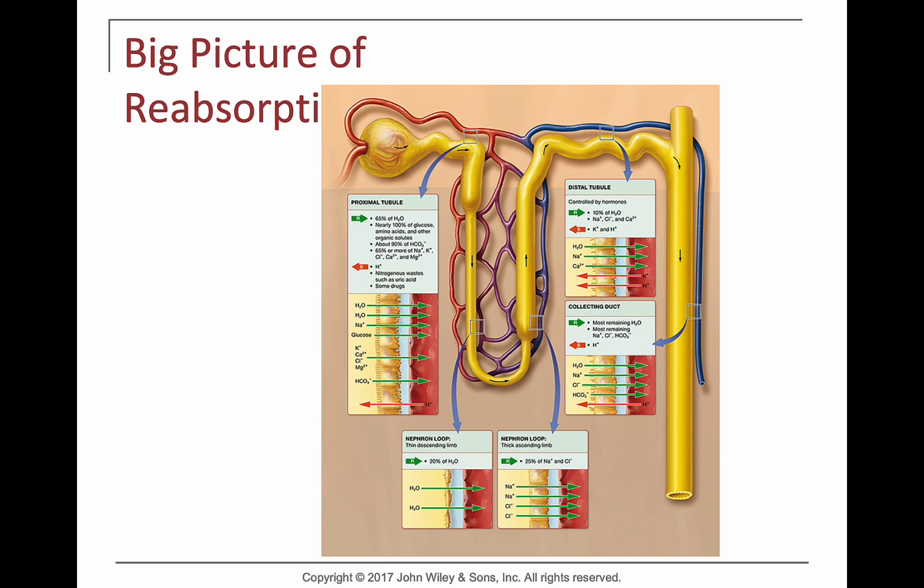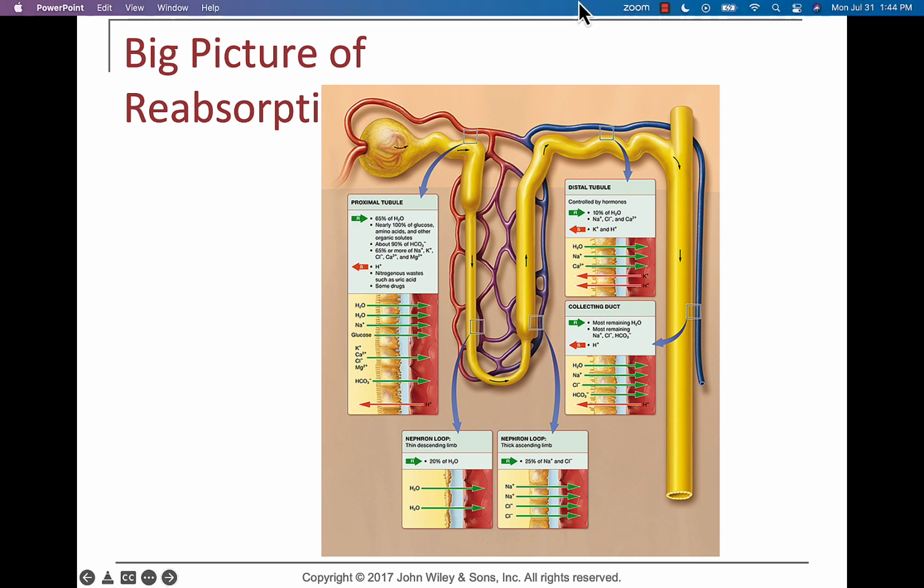The distal tubule, we have some obligatory water reabsorption, so 10% of water, sodium chloride, and some calcium as parathyroid hormone is bound. The late distal tubule and collecting duct, we have some facultative water reabsorption when ADH is bound. We have aldosterone binding sites. Most of the remaining water, sodium chloride, and bicarbonate ions reabsorbed, and hydrogen secreted.